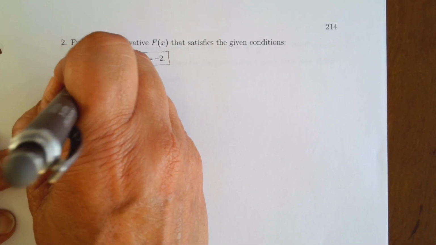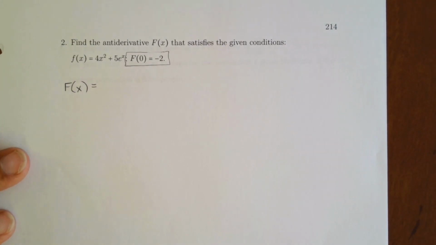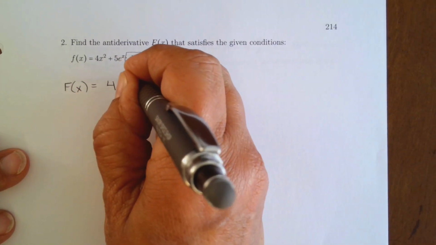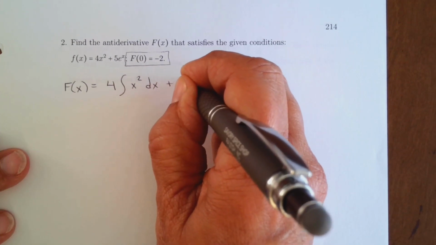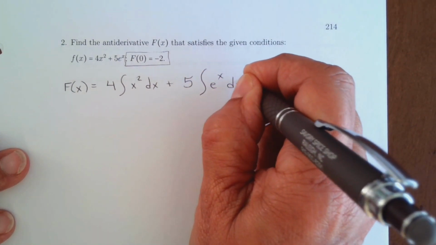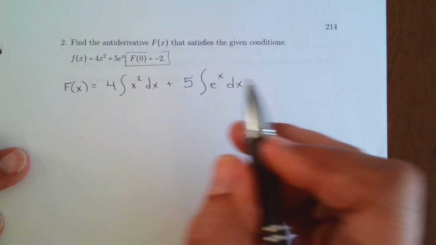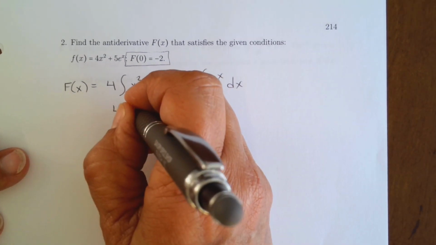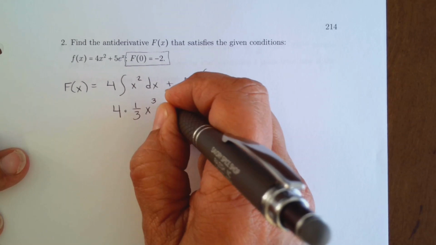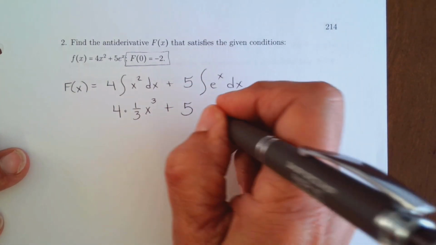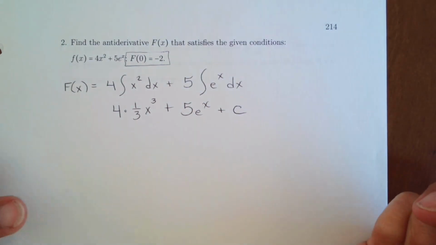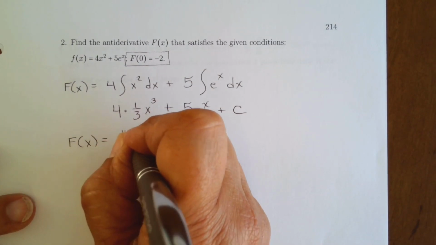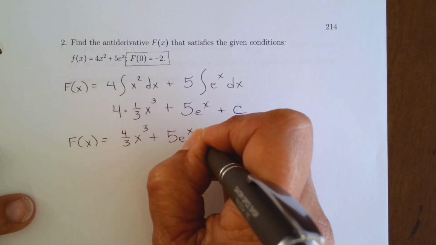All right, so capital F of x, we're going to find the antiderivative. So we're going to do 4 and then integrate x squared. And then we're going to bring the 5 out and integrate e to the x, right? Okay, so leave the 4 times, add 1 to that, which is 3. So we're going to multiply by 1 over 3 x cubed. Okay. 5, antiderivative of e to the x is e to the x plus c. All right, so capital F of x is 4/3 x cubed plus 5 e to the x plus c.